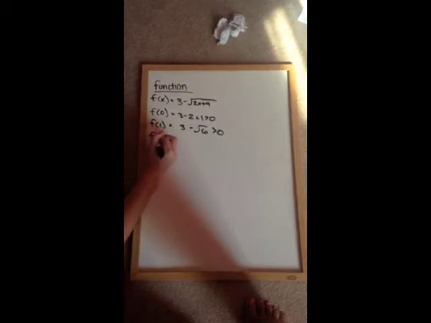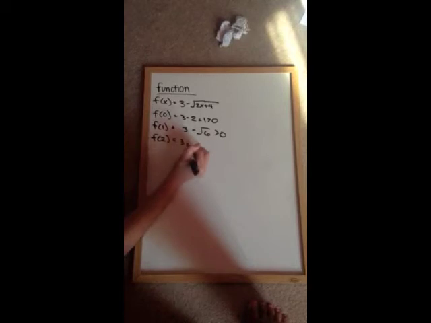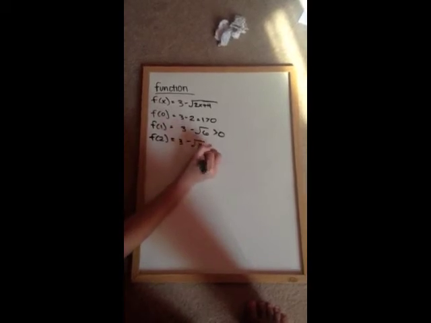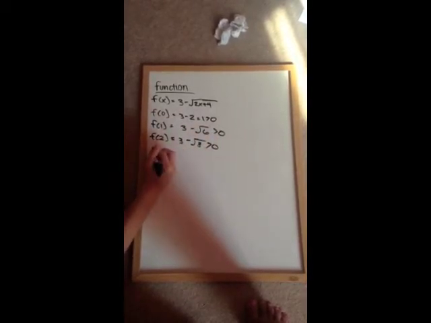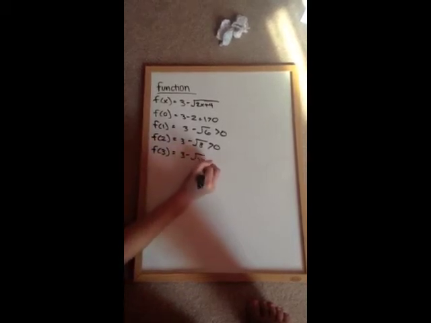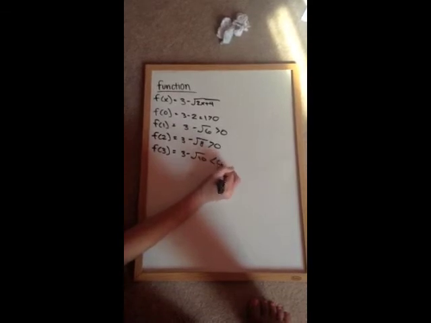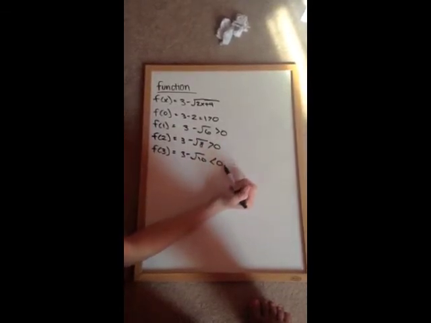Next, if we plug in f of 2, we'll have 3 minus the square root of 8, which is also greater than 0. Next, we can plug in f of 3, and that will give us 3 minus the square root of 10, which is going to be less than 0. So notice how it went from a positive to a negative value here.